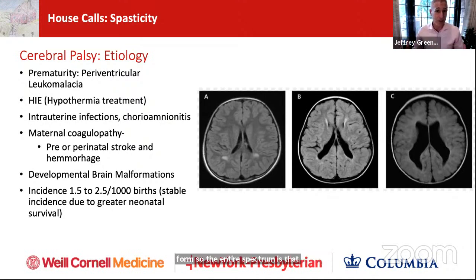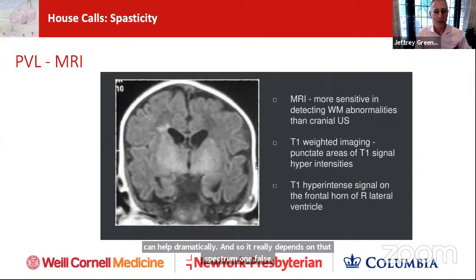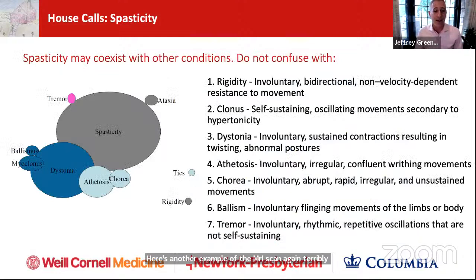And the entire spectrum is really important because some of the more mild cases do not even need to sniff a neurosurgeon's office, whereas some of the more severe patients, we can help dramatically. And so it really depends where on that spectrum one falls. Here's another example of the MRI scan. Again, not terribly important for today's discussion, just to know that this is part of a bigger picture of cerebral palsy and movement disorders, such that once you get to the point where spasticity is defined and diagnosed, and you're sure that that's what you're dealing with, then you can really focus in on those treatments. And if there's anything else going on, going down this line of spasticity treatment can be premature.